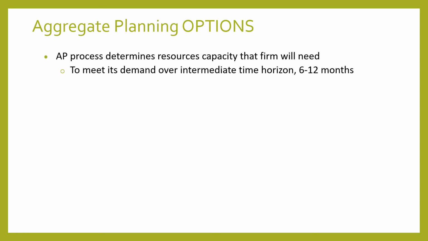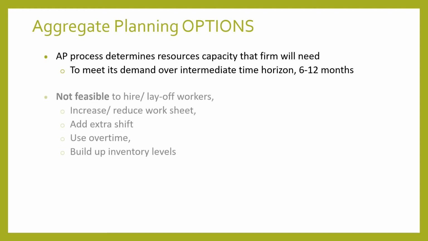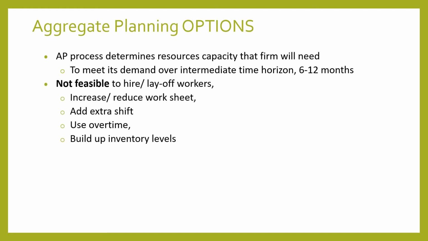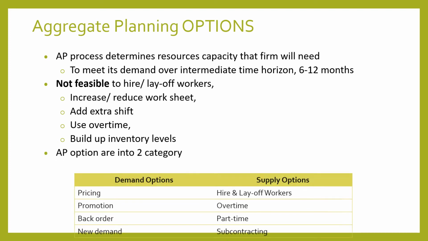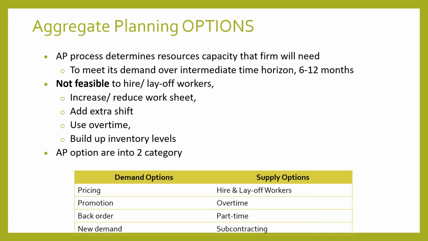Now we have aggregate planning options. So the aggregate planning process determines the resource capacity that the firm will need to meet its demand over the intermediate time horizon of 6 to 12 months. So it is feasible to hire or lay off workers, increase or reduce the workweek, add an extra shift, use overtime, or build up inventory level. In aggregate planning, there are two categories, demand option and supply option. In demand option we have pricing, promotion, back order, and new demand, and in supply option we have hiring and laying off workers, overtime, part-time, and subcontracting.